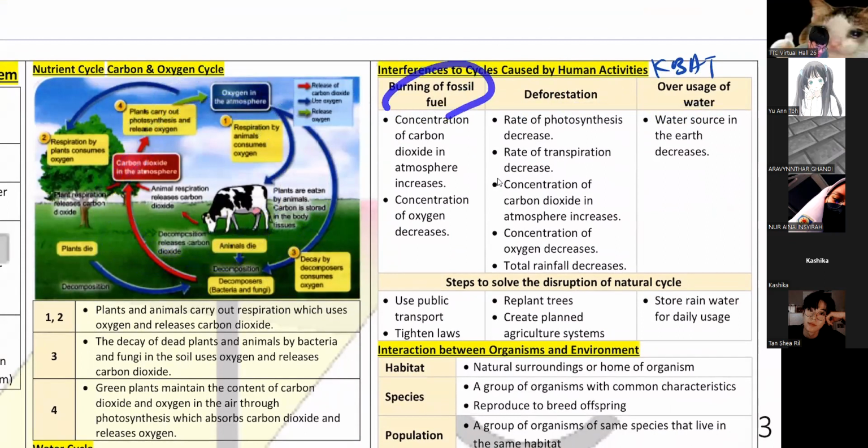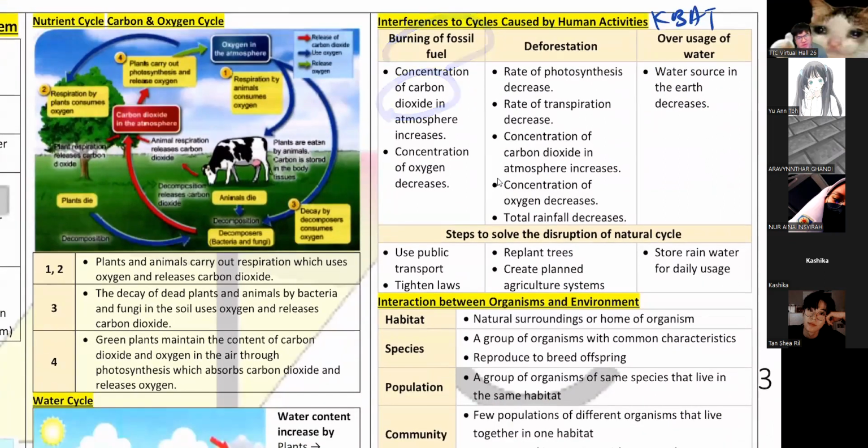All right, so when you burn fossil fuel, you create carbon dioxide. Have you noticed these few days have been really hot? Have you noticed this? This is global warming, guys. Global warming is real.